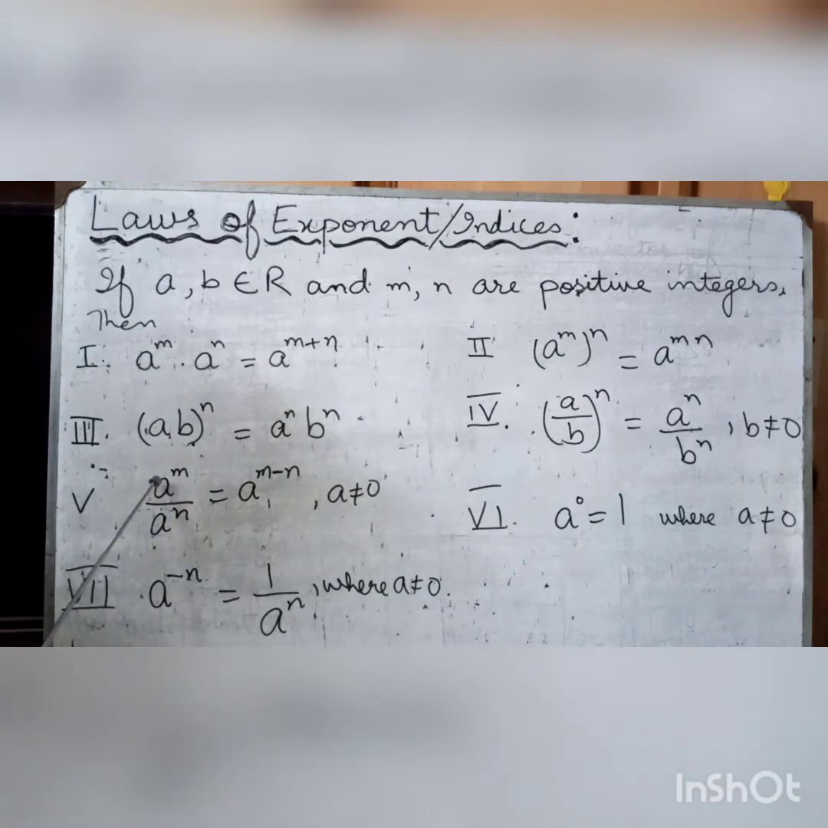Fifth, a raised to power m divided by a raised to power n is equal to a raised to power m minus n, where a is not equal to 0. Sixth, a raised to power 0 is equal to 1, where a is not equal to 0. Seventh, a raised to power minus n is equal to 1 over a raised to power n, where a is not equal to 0.